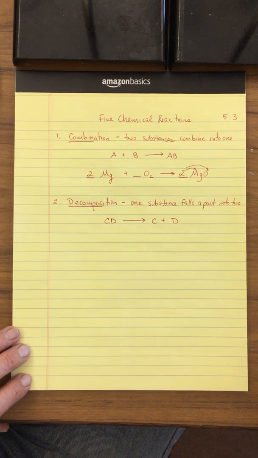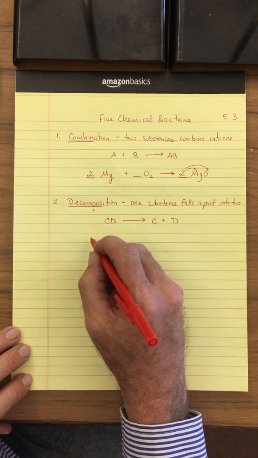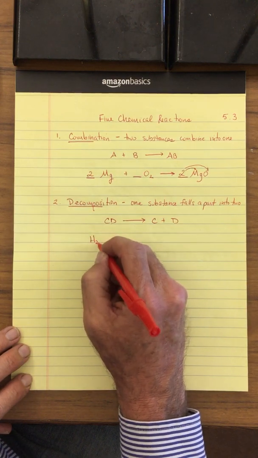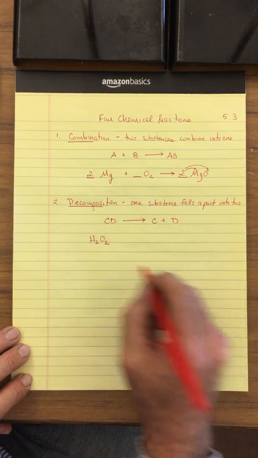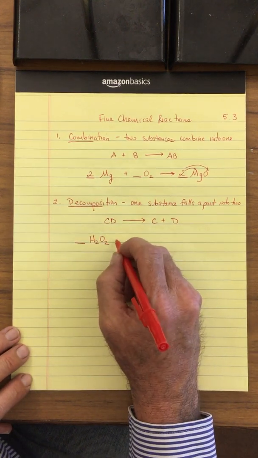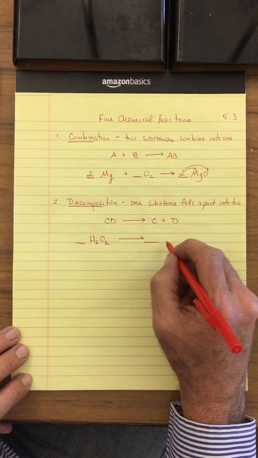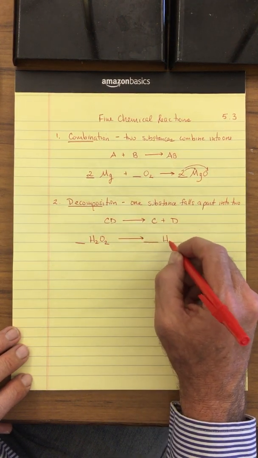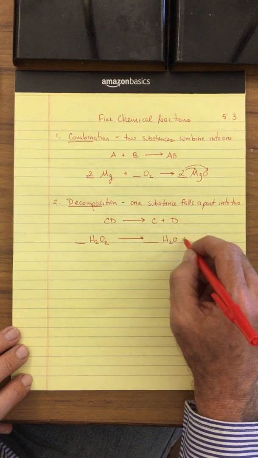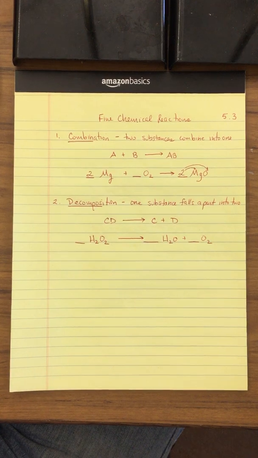And what you're going to be seeing in the decomposition lab is we're going to be starting off with hydrogen peroxide, H2O2. Let's go ahead and put this here. This one thing is going to fall apart into two other substances. And the two things that it falls apart into are going to be H2O and O2, oxygen.